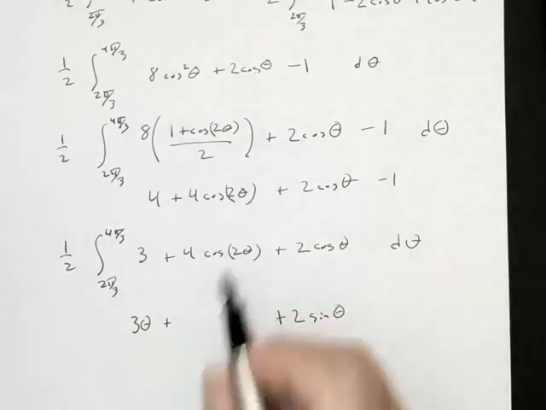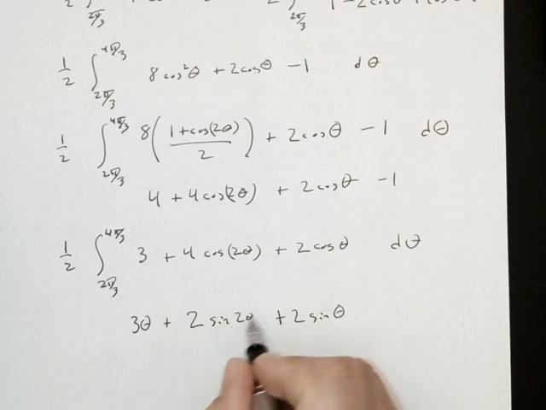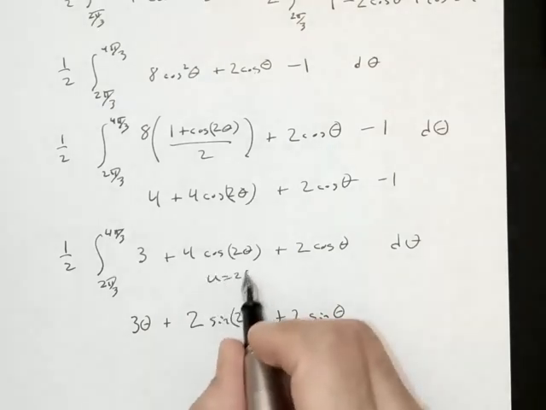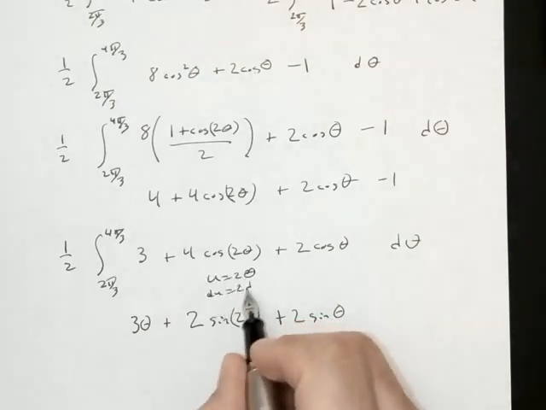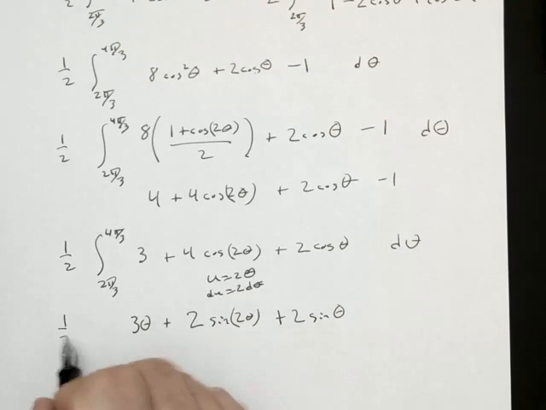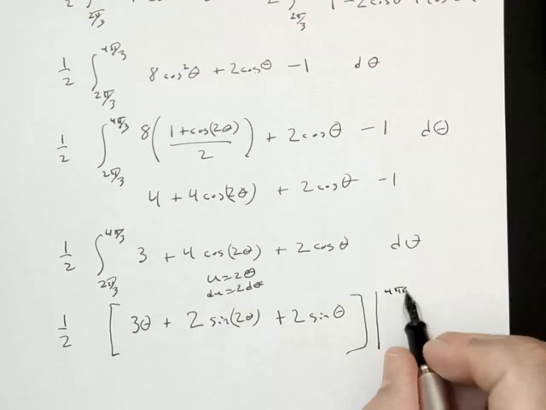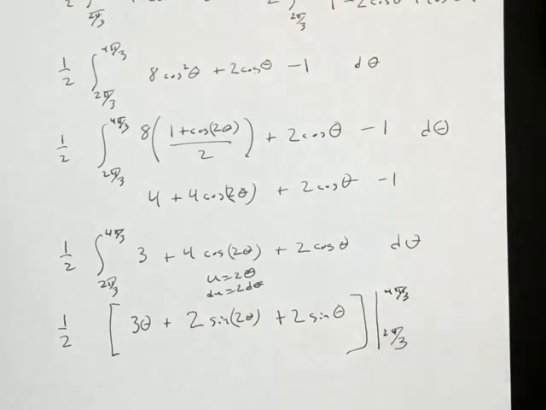But here, it's cosine of 2 theta. I need a 2 out front. I have a 4 out front, so I'll just take one of the 2's, and that becomes 2 sine 2 theta. U equals 2 theta, du is 2 d theta, so I get a 1/2, and that with the 4. And then remember, that's still that 1/2 out there, and now I have 4 pi over 3 on the top and 2 pi over 3 on the bottom, and I need to plug and chug and now get a number.